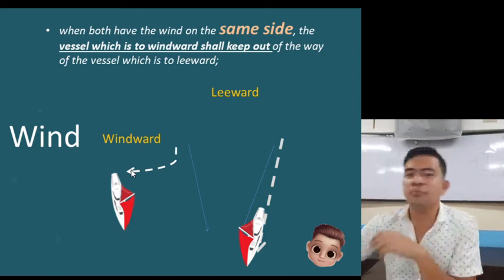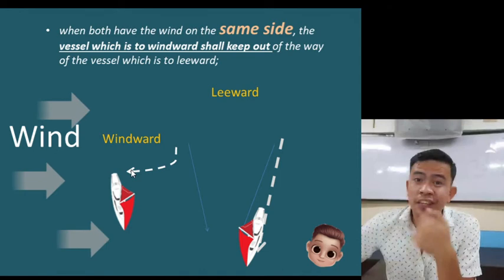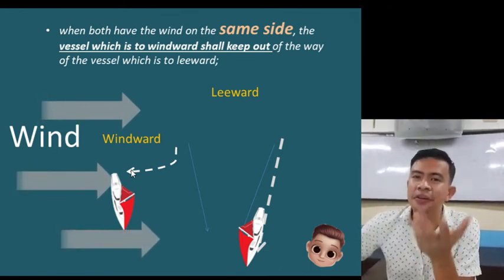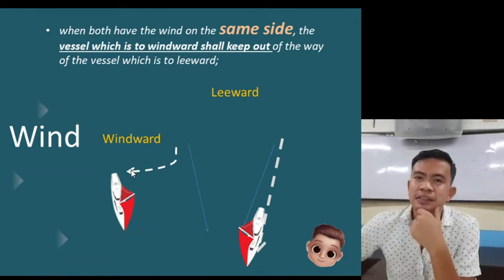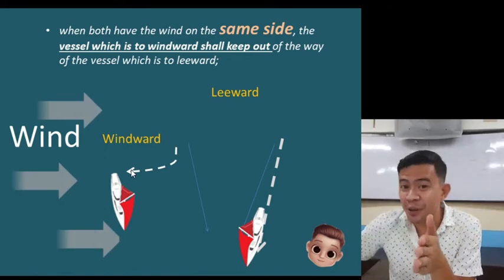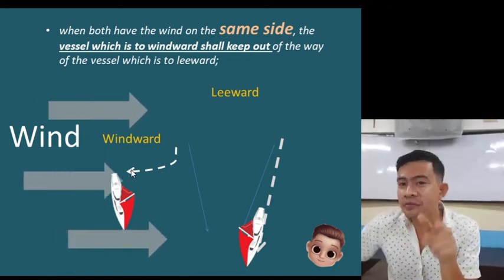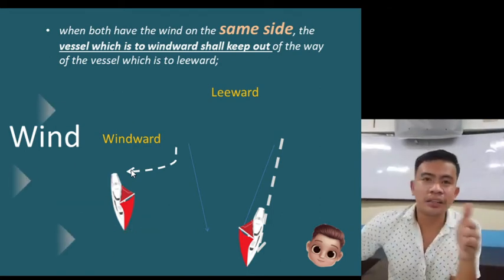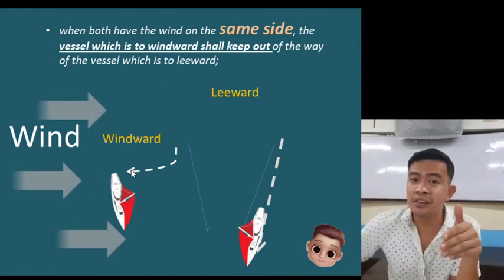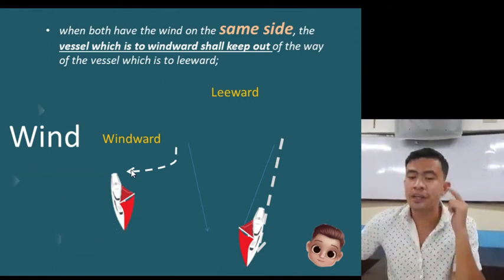Now, we have two examples. Can you differentiate now what is a stand-on vessel and a giveaway vessel? So, ano ang pinagkaiba? Ano ang stand-on vessel? Ang stand-on vessel is the one who keeps her course. Steady lang siya. While the giveaway vessel, that ship naman alters course so that the other will be safe. Or the giveaway vessel keeps out of the way of the other vessel.